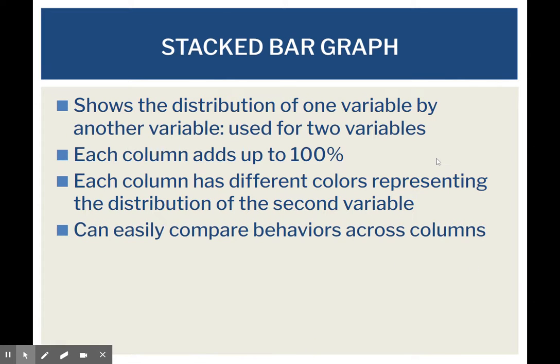You can also do a stacked bar graph. And this is going to show the distribution of one variable by another variable, so it's going to be used for two variables. This is going to make more sense when I show you an example. Each column is always going to add up to 100%, and each column has different colors representing the distribution of the second variable. And this makes it really easy to compare behaviors across columns.